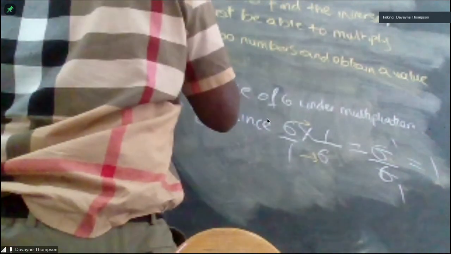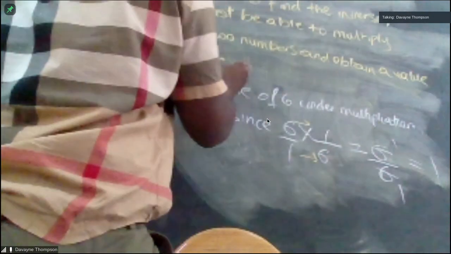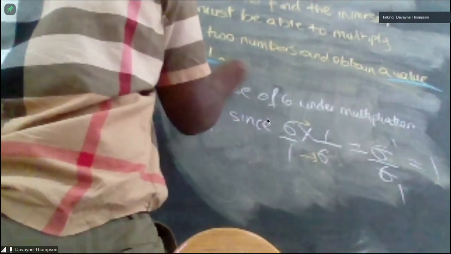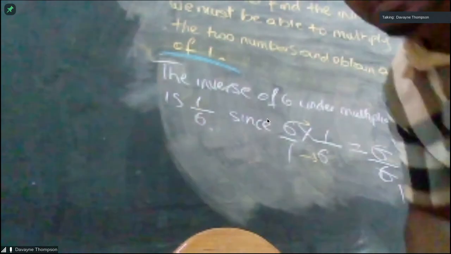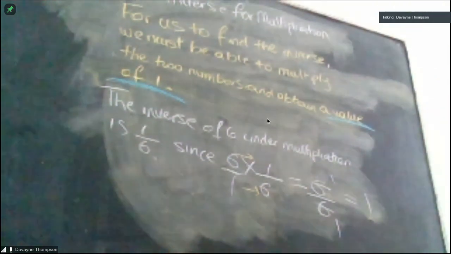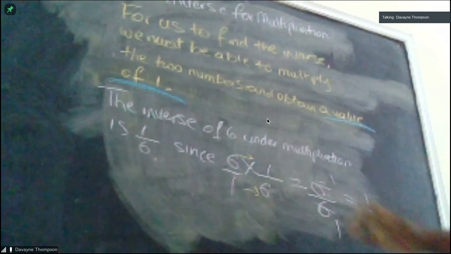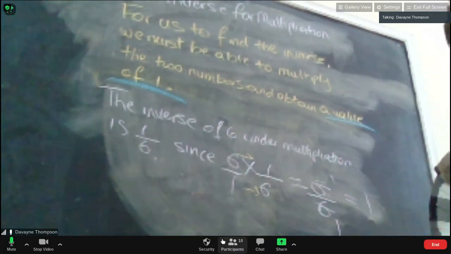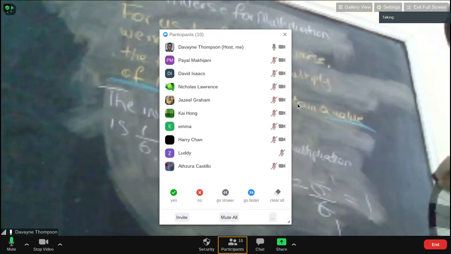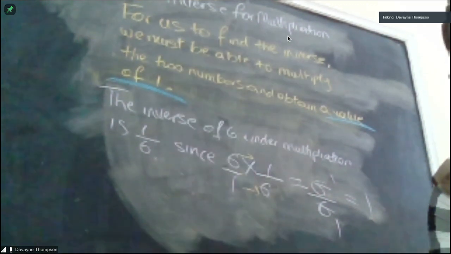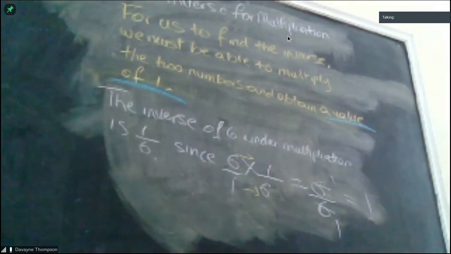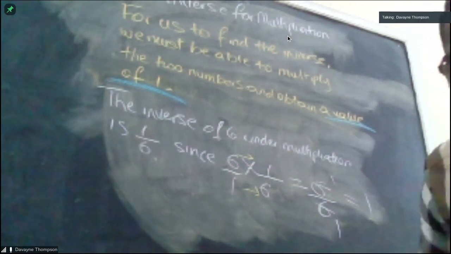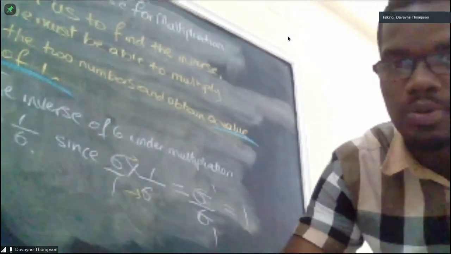of 1. Why is getting the value of 1 important? The first person to say it gets a prize. Why do we need to get a value of 1 when we find the inverse? Think about it. We just did a topic a while ago that talked about 1. What did we say about 1 in relation to multiplication? What is 1 in multiplication? Anybody? Nobody remembers?